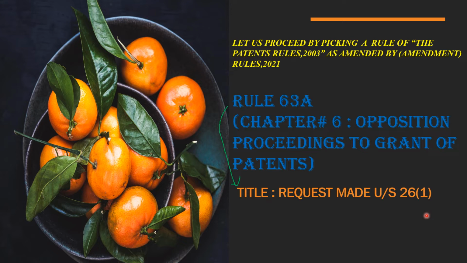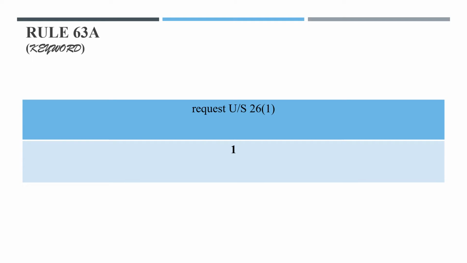Okay, so let us proceed for the detailed explanation for rule number 63A. Okay, rule number 63A has no sub rules, we can just pick up only one keyword, or the key phrase, that is request under section 26 subsection 1. Okay, again this is as per my perspective. You can choose your own key term. Fine. Okay, so let us proceed.